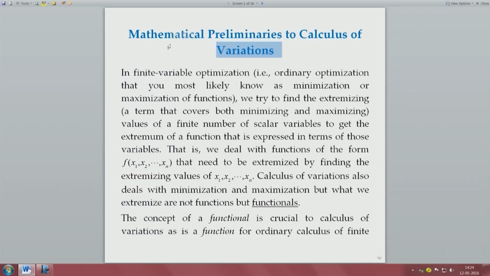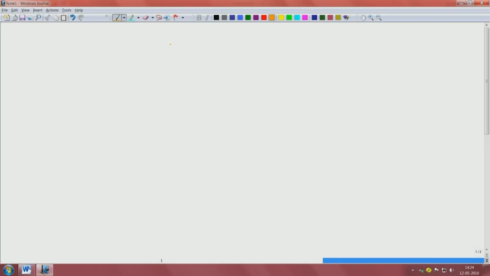So, we really are now waiting to go to calculus of variations, but before that there are some formalities I must say, or what we call mathematical preliminaries. So, we need to discuss these mathematical parts, the preliminary part of it, before we jump into calculus of variations. In this, the one thing that we need to understand is the notion of what is called a functional.